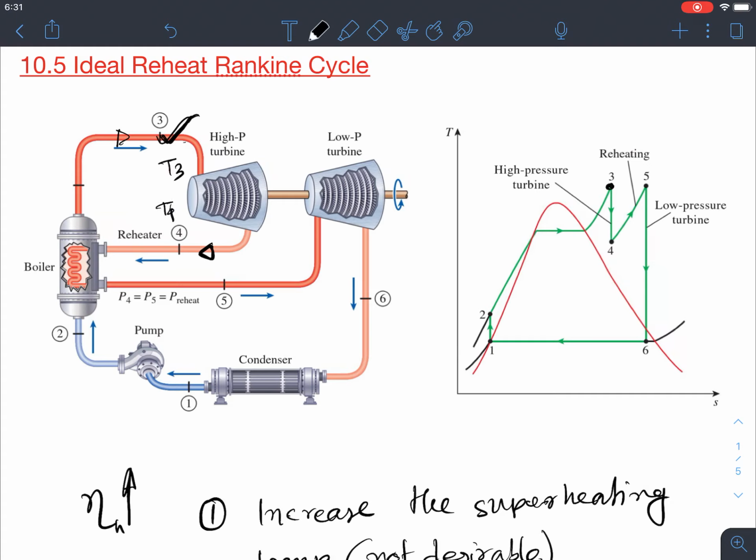It's because of expansion, and then that T4 working fluid comes through a boiler, again gaining some heat and increasing the temperature. T5 is again increasing, and then it comes through a low pressure turbine. So now we can see that with T3 and T5, the average temperature of that cycle is increasing. If the average temperature increases, that means the cycle efficiency also increases. So that's the reheating process, right?